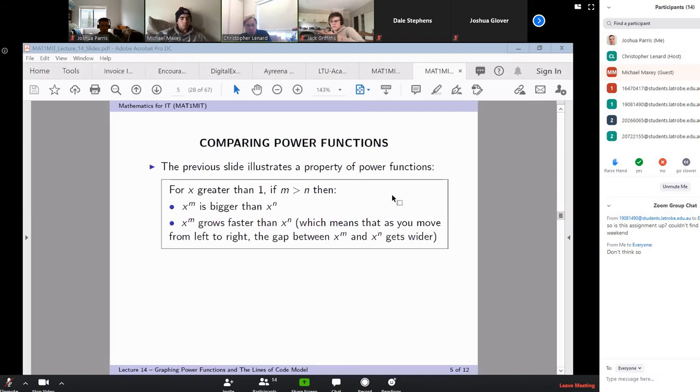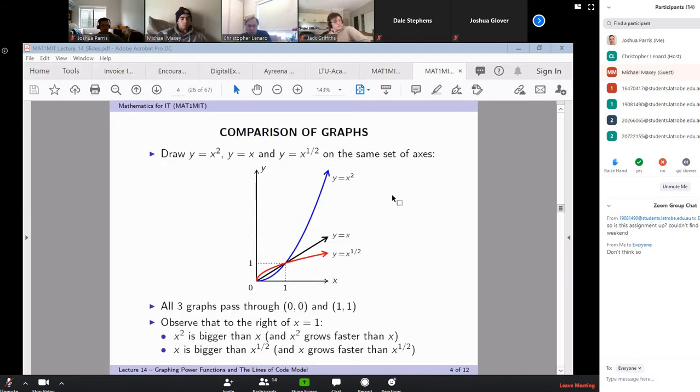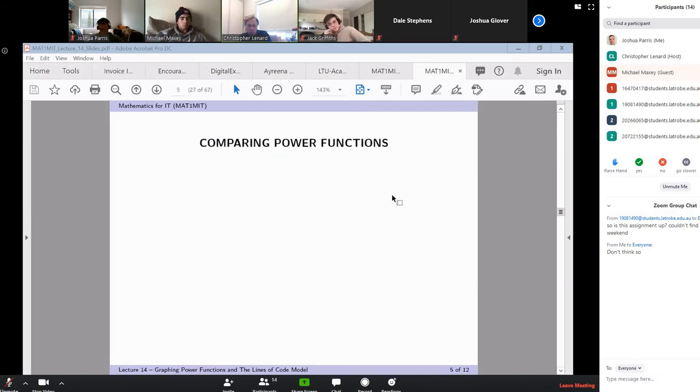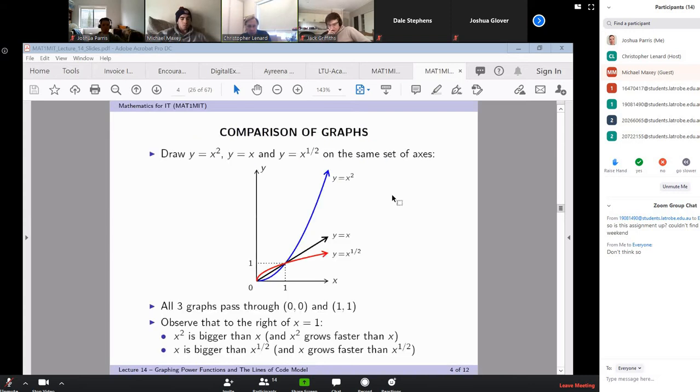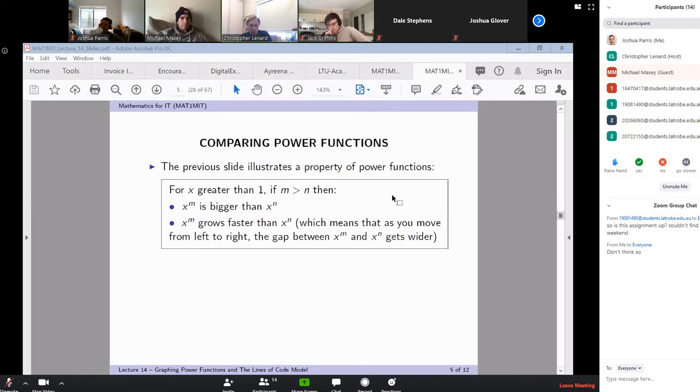And there's a general rule, so there's nothing really special about 2 and 1.5. The real thing is that 2 is bigger than 1 and 1 is bigger than a half. And so the general principle is that if you've got one power or one index bigger than another index, so if m is bigger than n, then x to the m is bigger than x to the n.